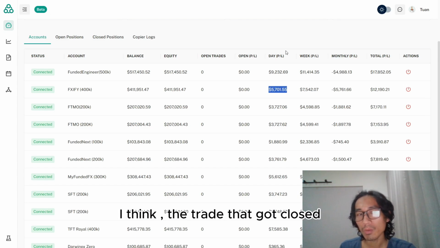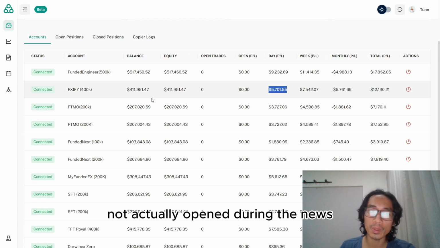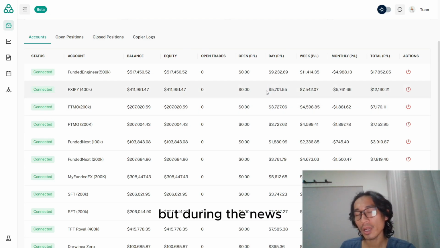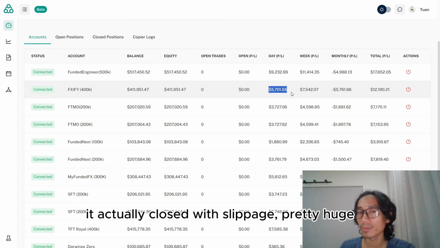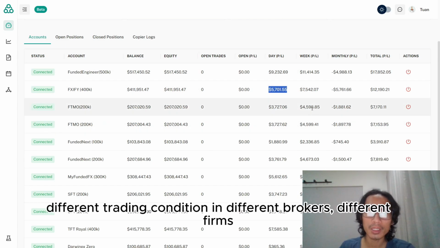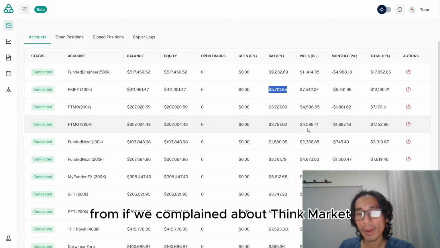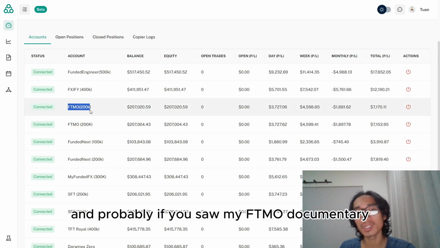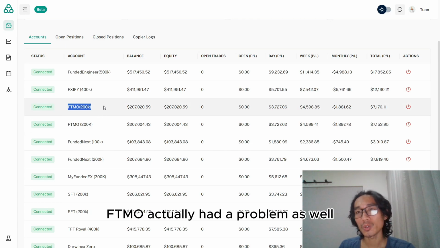I think the trade that got closed was not actually opened during the news, but it opened before the news. But during the news, it closed with slippage, pretty huge. So this is what I mean by different trading conditions in different brokers, different firms. If we complain about ThinkMarkets, and now we complain about FXIFY, and probably if you saw my FTMO documentary, FTMO actually has problems as well.